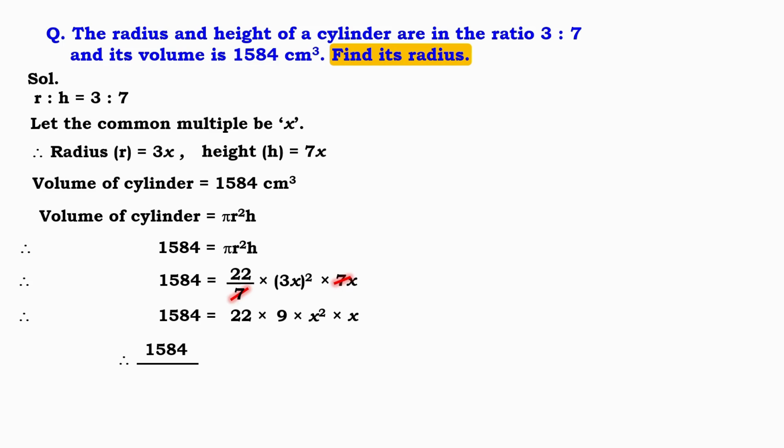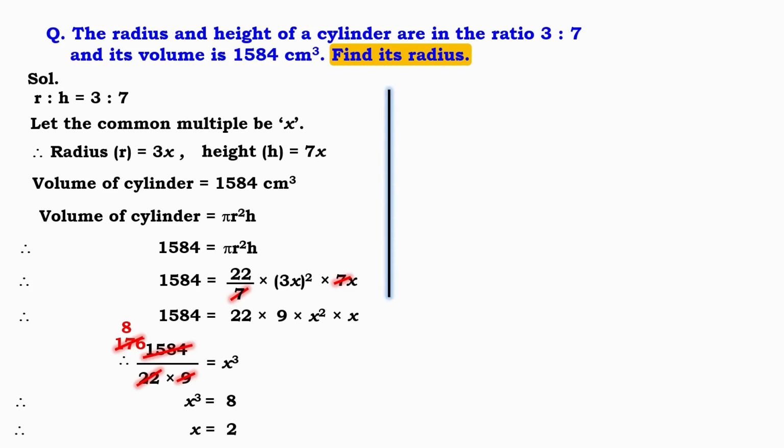So that means now if we just bring the x cube, it is equal to 1584 by 22 into 9. Now if we cut, we got 176. Then finally we cut it, we got 8. So x cube is 8. So that means x will be the cube root of 8, that is 2.